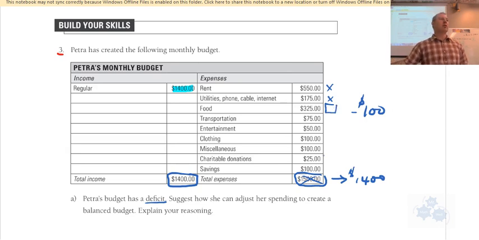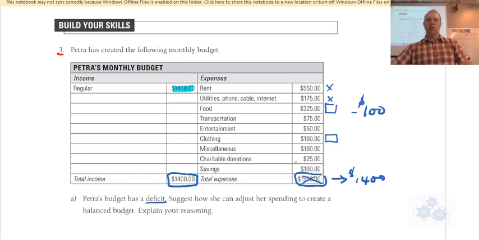What are some other things that you personally think, which other categories here do you think you would be able to trim some money off of? What do you think? What would you suggest? Clothing, okay. So spending $100 on clothing, we might be able to trim some money there. Again, we don't want to take the $100 off of one category, but maybe a little bit off of a few categories.